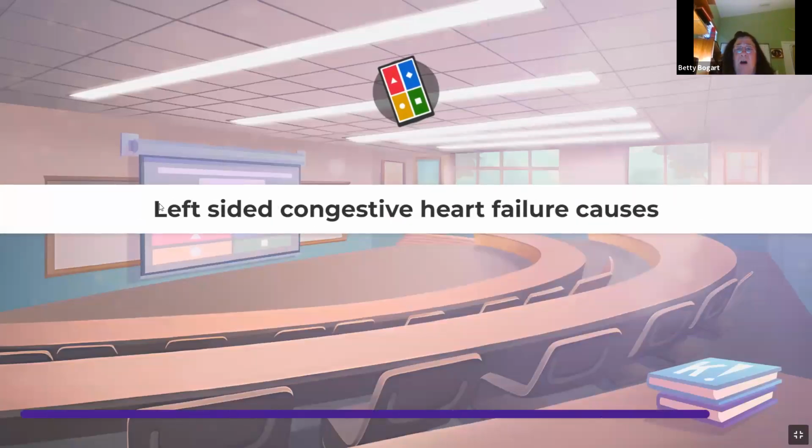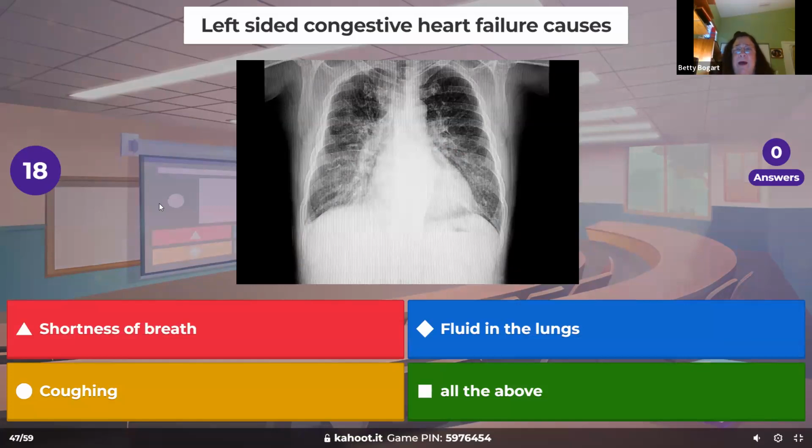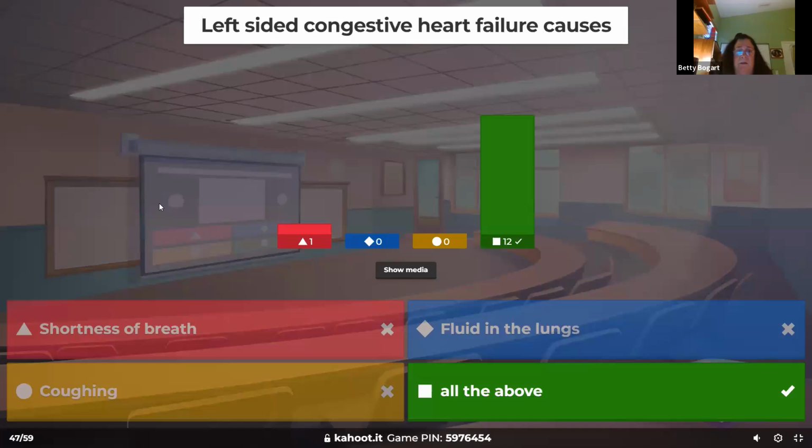Left-sided congestive heart failure causes what? Left side's not working. What are you going to see? Blood can't flow. Same thing. Very good. You're going to see all that left stuff: the lungs, the shortness of breath, coughing, fluid. Very good.